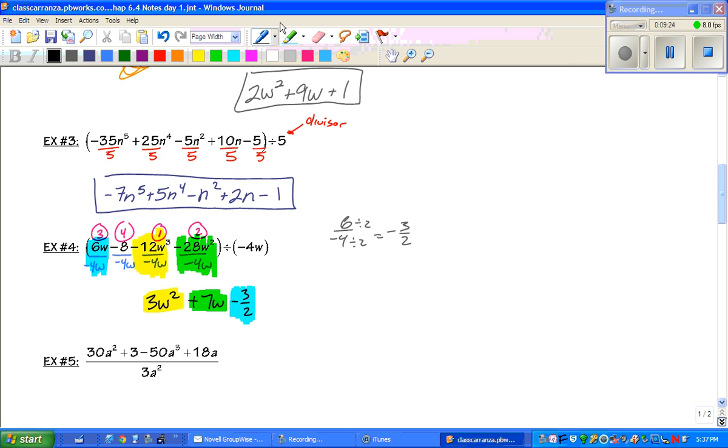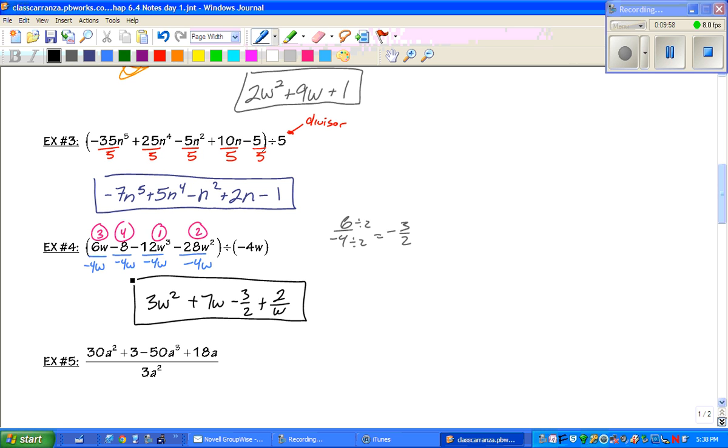And now the last one, negative 8 divided by negative 4. So negative 8 divided by negative 4 is positive 2, but don't forget that w. That w is still on the bottom. So then these are the ones that match up. Okay? So see how we kind of divided it out and then put everything in proper order. So the last thing to do is to put a box around it.